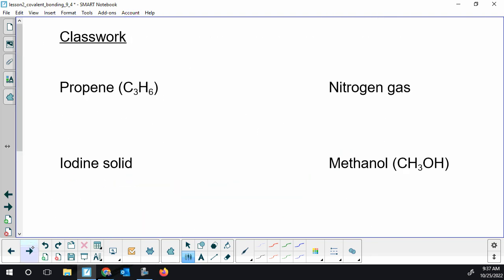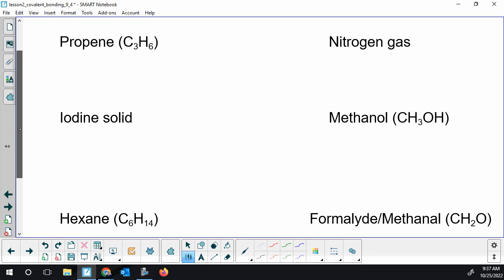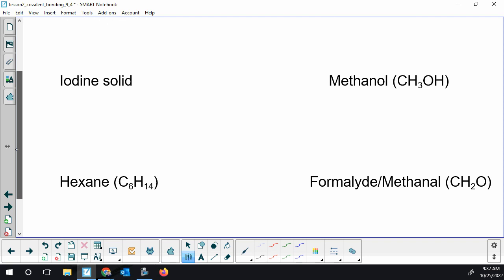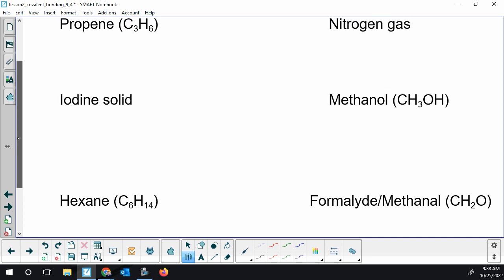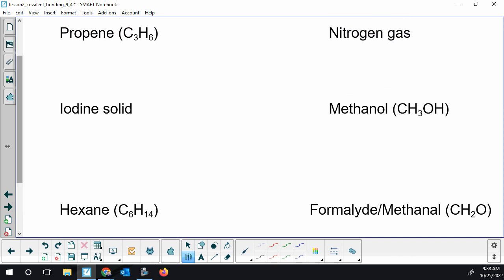So you're going to apply this to these 6 examples. So we've got propene, C3H6, nitrogen gas, iodine solid, methanol, hexane, and then formaldehyde. So they kind of get more complicated as you go. Now nitrogen and iodine, the state doesn't matter, but you should know nitrogen, whether it comes in 1s or 2s or 3s, and iodine is also something you should know the count it comes in.